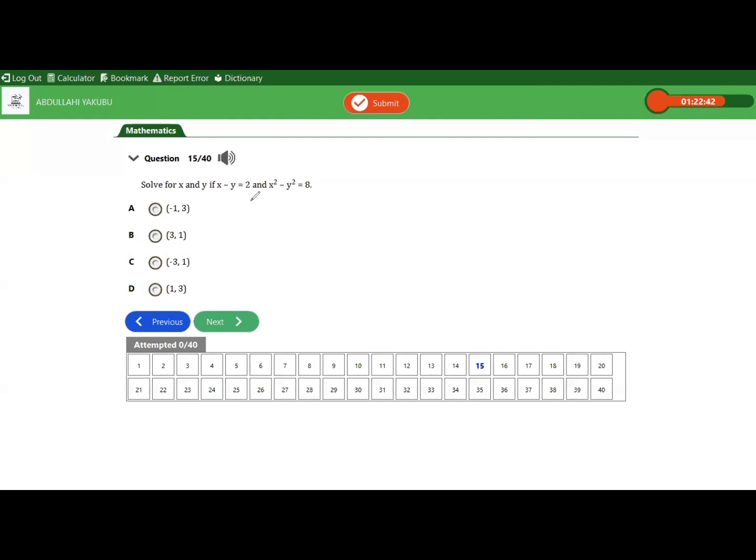So the next question says, solve for x and y if x minus y is equal to 2 and x squared minus y squared is equal to 8. So we should look for x and y. It is simple. Let's name this one equation 1, and here is equation 2.